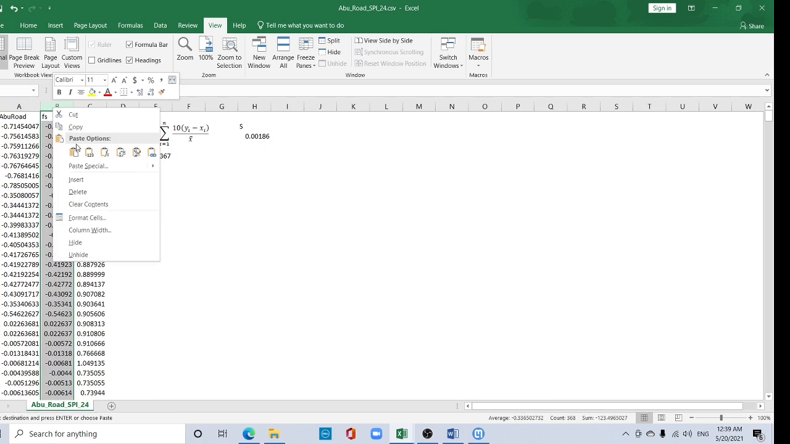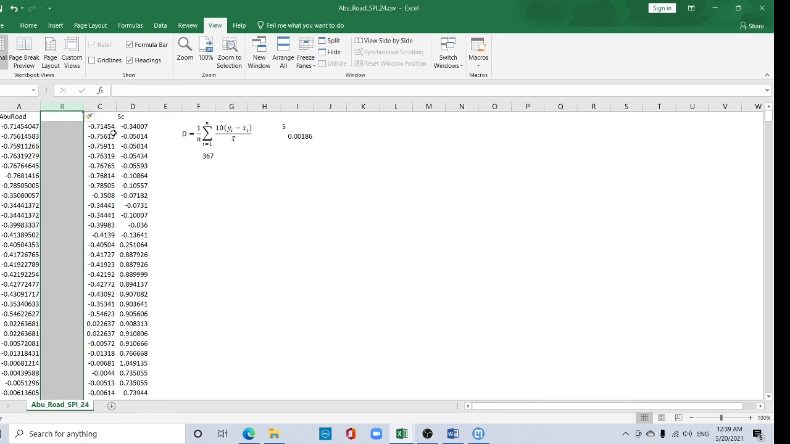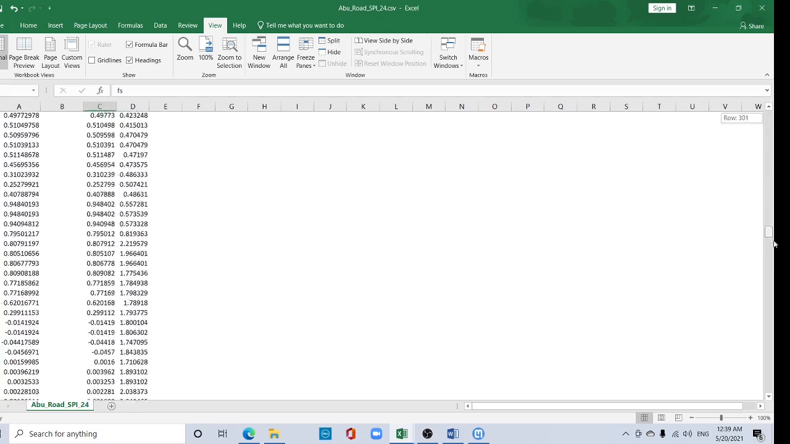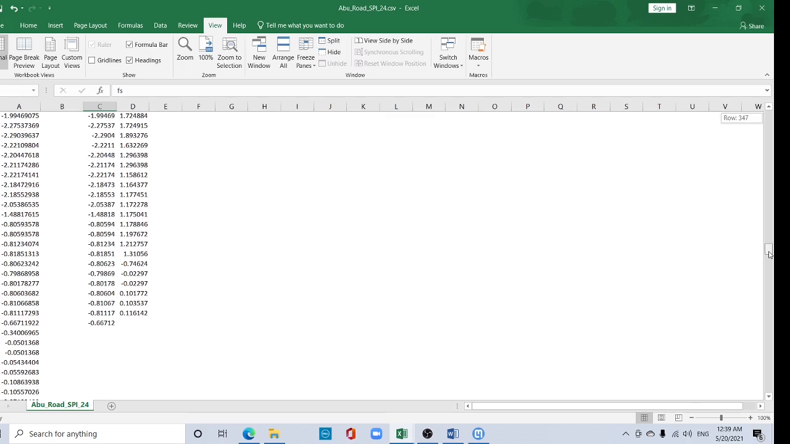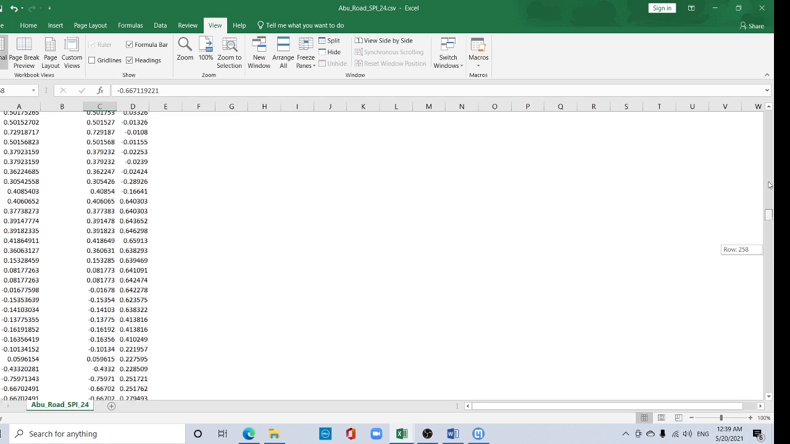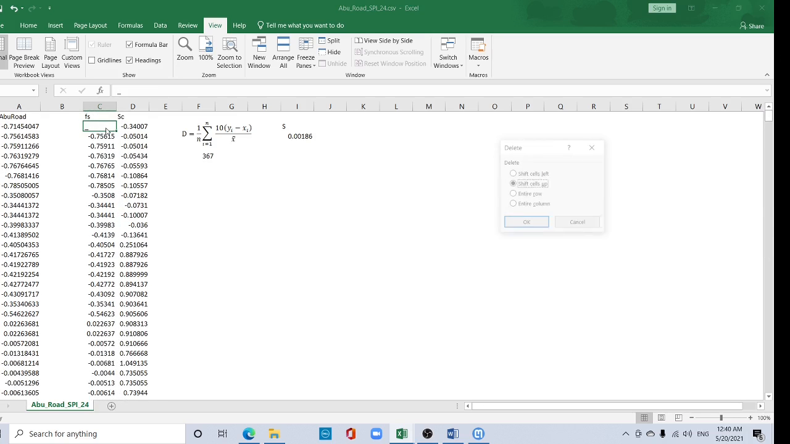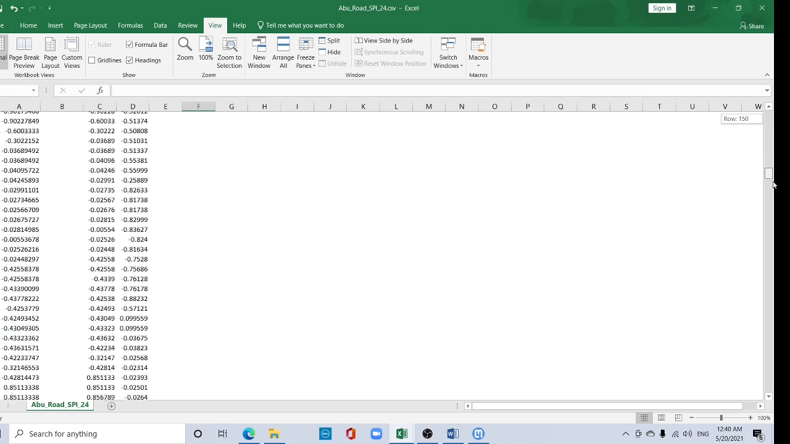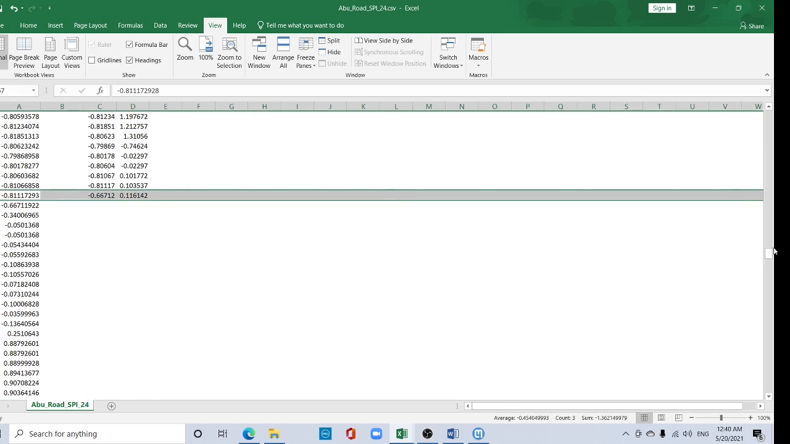You have to take the same length. Start from 2 and see, both data are not in the same length, so we have to delete one. Just press Control minus. Okay, now that means our data is up to cell 367.